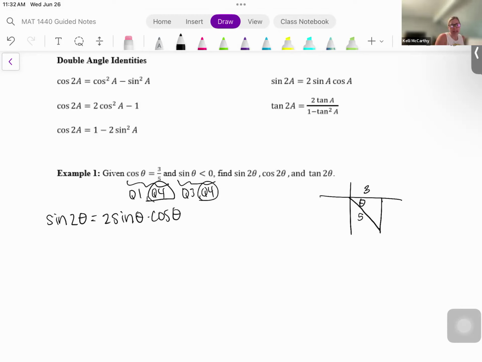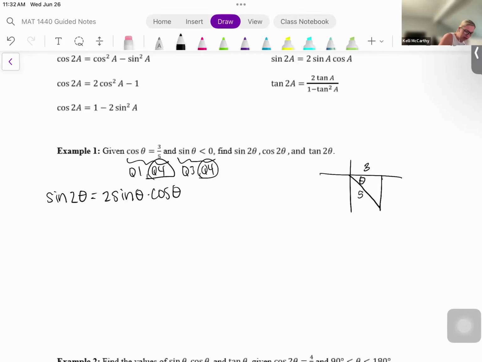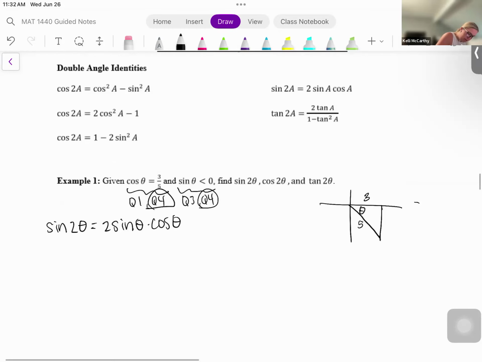Well, we have cosine of theta that was given in the problem, but sine of theta, we're going to need to complete this triangle. So to complete this triangle, using the Pythagorean theorem, 5 squared equals 3 squared plus our y value squared. So 25 equals 9 plus y squared. Subtracting 9 from both sides, y squared is 16. And when we take the square root, we want to be mindful of the sign because we're in the fourth quadrant. Y is going to be negative, so this is a -4.